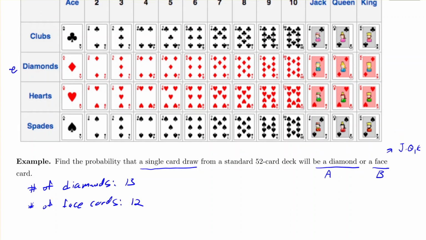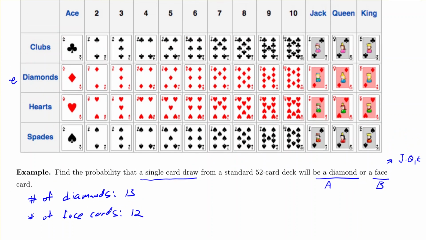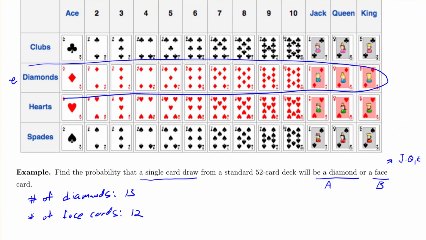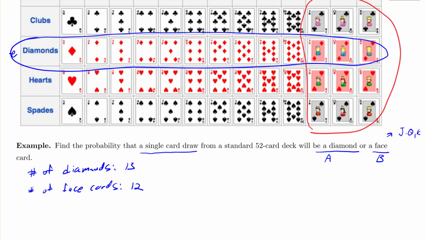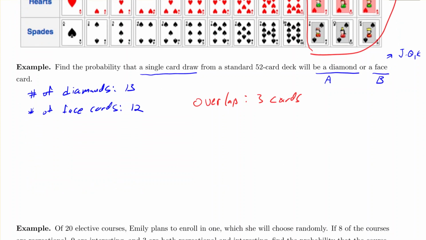So what we're doing is we're adding, let me draw it here, all the diamonds right here. And we're also adding all the face cards. But as you can see, when we do that, we're adding these 3 cards twice, the overlapping part, because these 2 events are not mutually exclusive. So there are 3 cards in the overlap. We're adding diamond jack, queen, king 2 times if I add these 2. So we need to subtract that when we calculate probability.